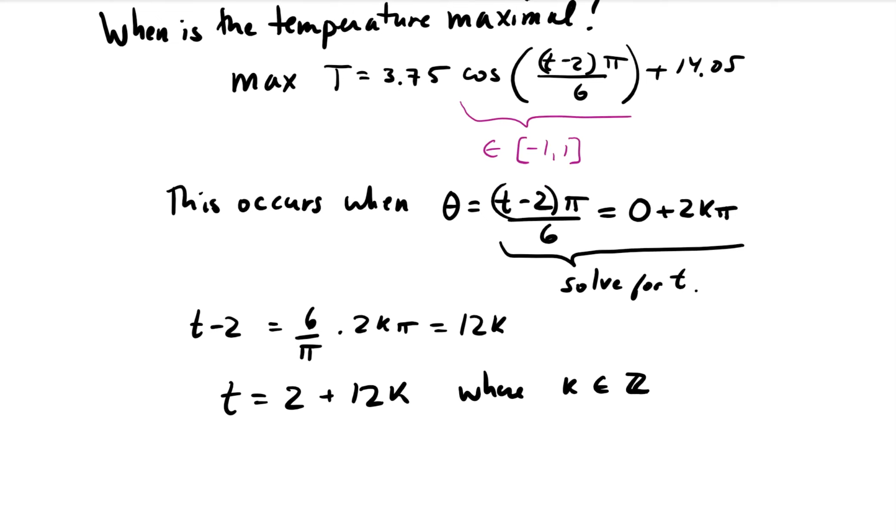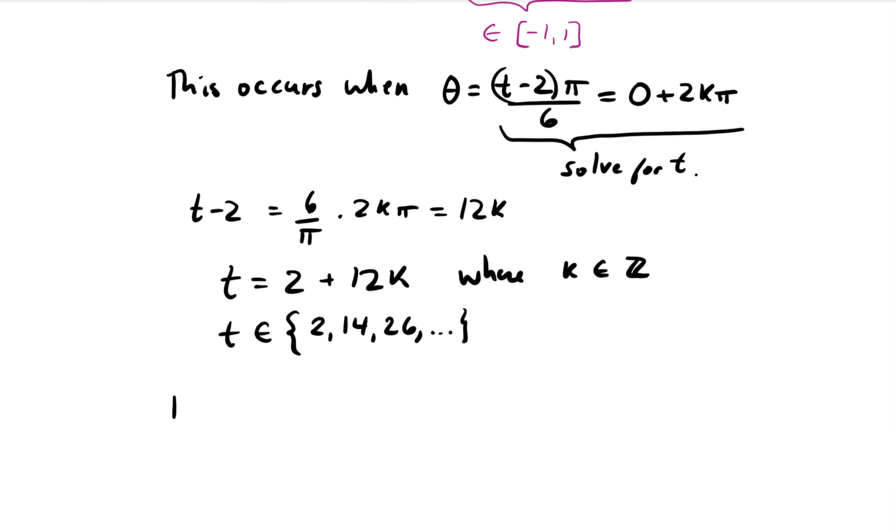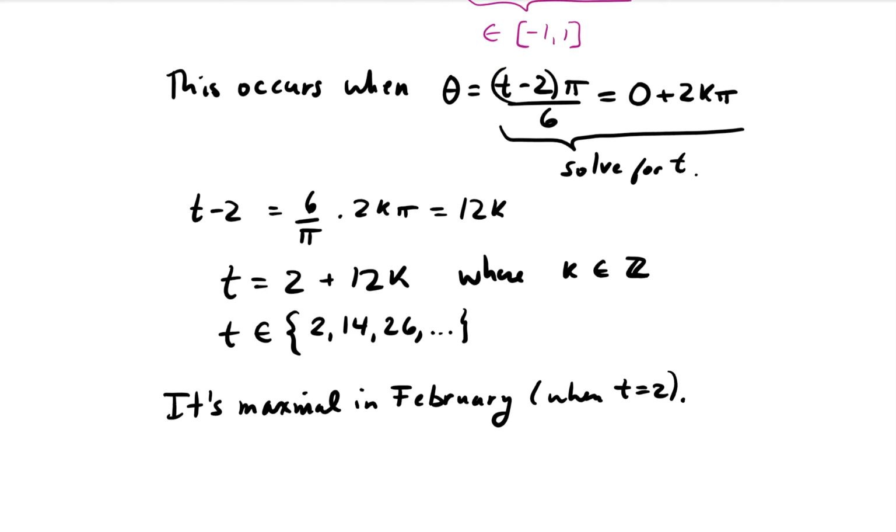And that makes sense, right? That means t will be 2, and I'm not going to look at negative values of t. That would be like looking back in the past. So it'd be 2, 14, 26, and so on. But those are all the same month. It's basically the month of February. So it's maximal in February when t is 2.